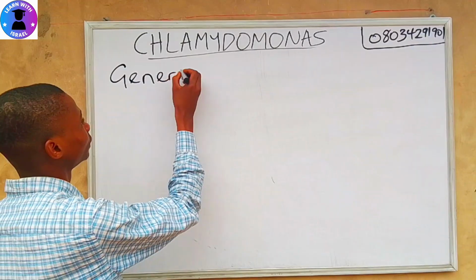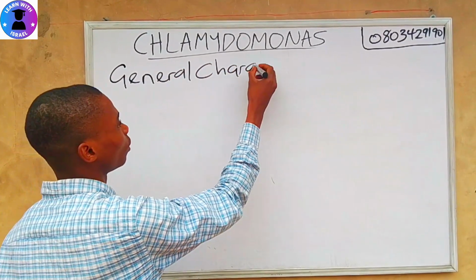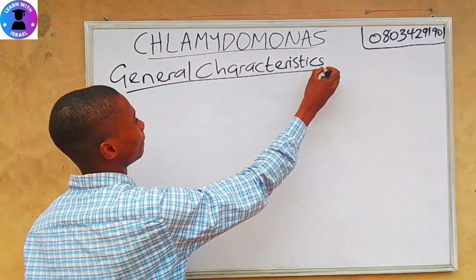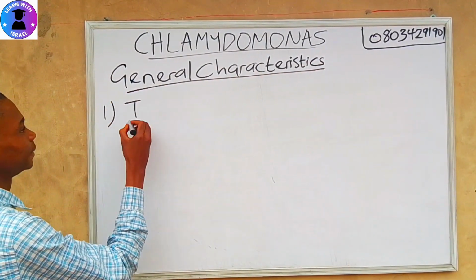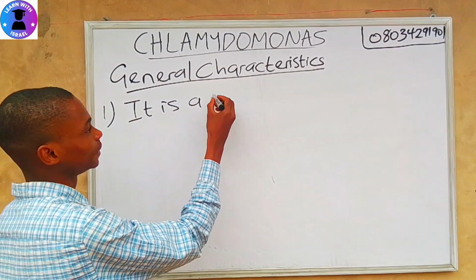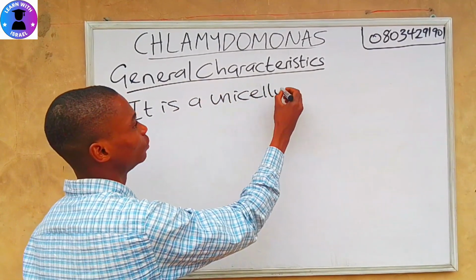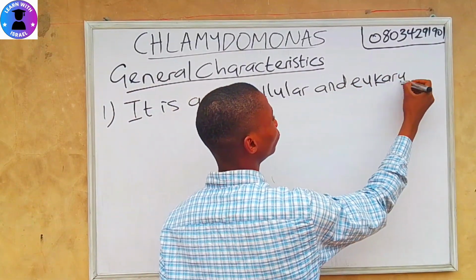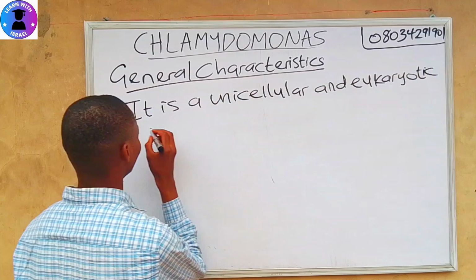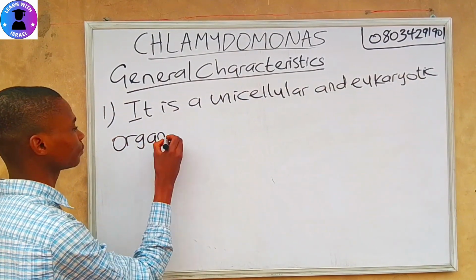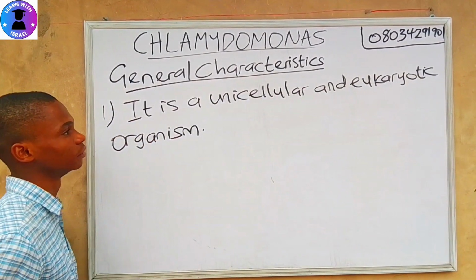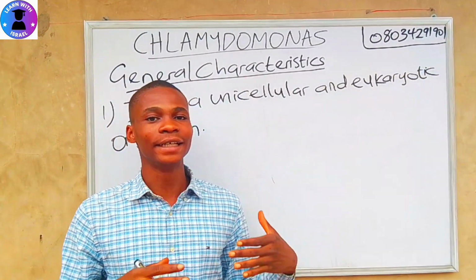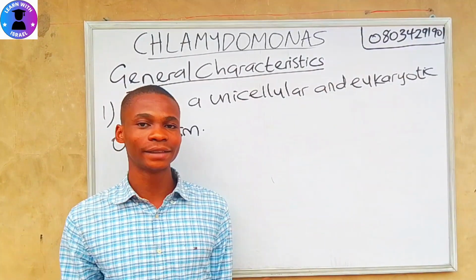General characteristics of Chlamydomonas. Chlamydomonas is a unicellular and eukaryotic organism. Unicellular means single cell organism, and eukaryotic means they do not possess bacteria.